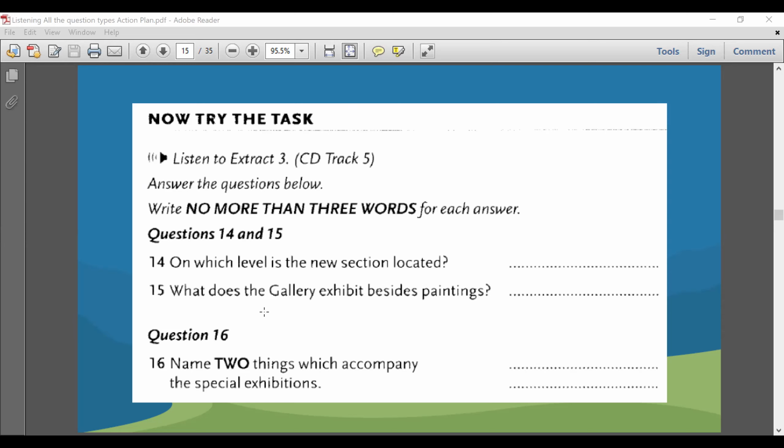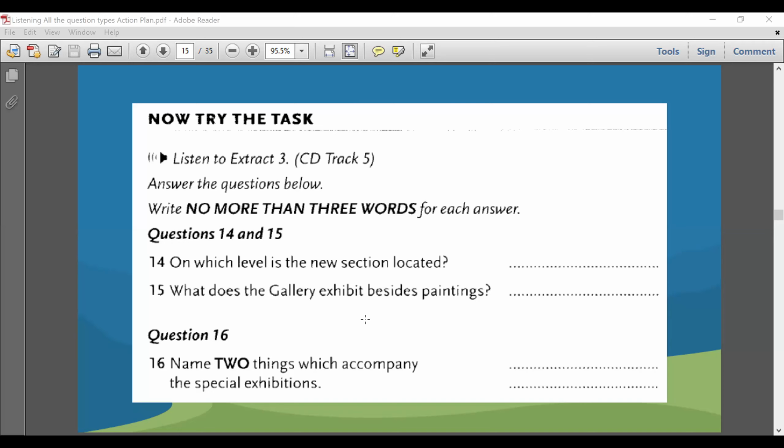Okay. Then what does gallery exhibit besides painting? Can you tell me, help me out? Besides के बदले उन्होंने कौन सा वर्ड का इस्तेमाल किया था? याद आ रहा है? Besides के बदले in addition, याद आ रहा है? In addition बोला था उन्होंने. In addition, तो answer is going to be photography और फिर photographs. So answer of 15 is going to be photography या फिर photographs.